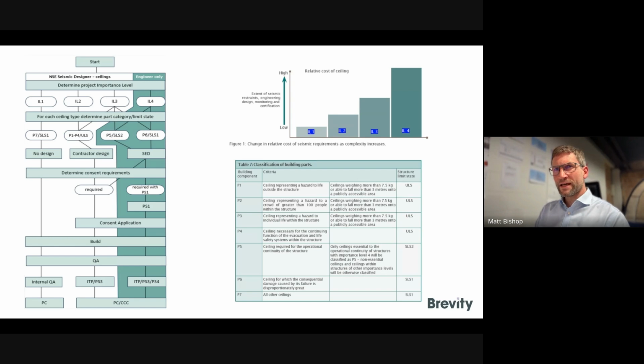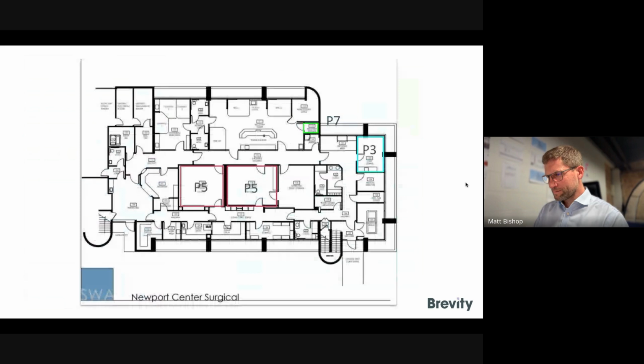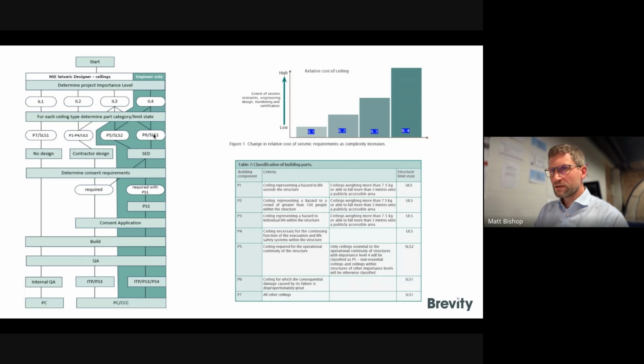But then as I go back into the different rooms themselves, thinking about the ceiling design, we've got three different ceiling types there. I'll just go back so as we remember. Let's look at the surgeries first. Now, the thing with the surgery rooms is that they have very strict operational continuity requirements. And that's what brings them in as P5 ceilings.